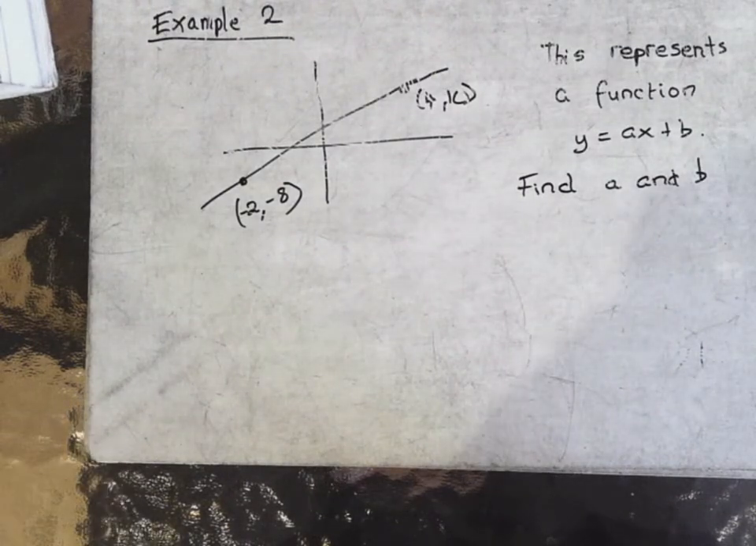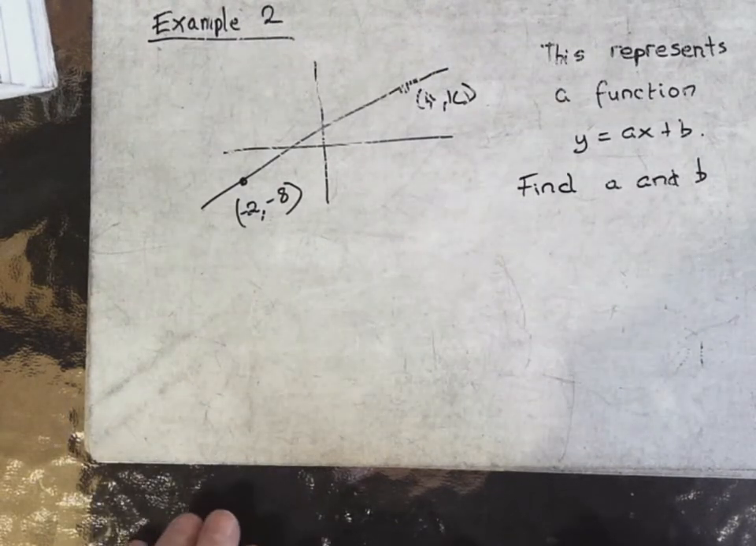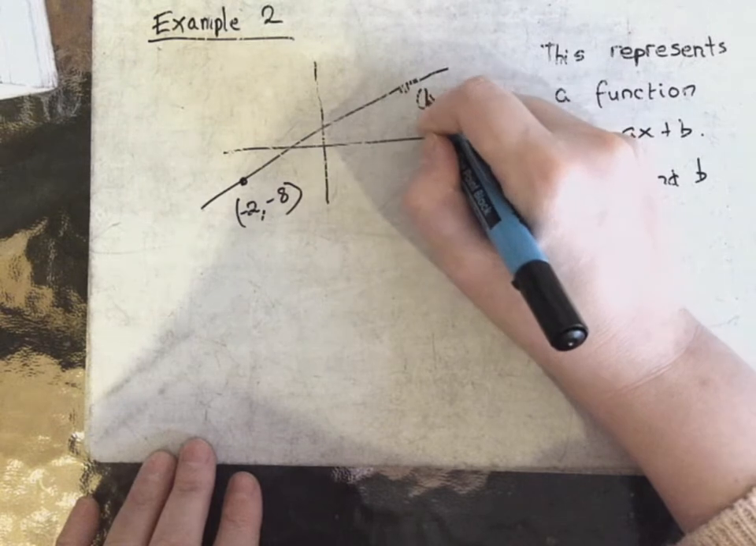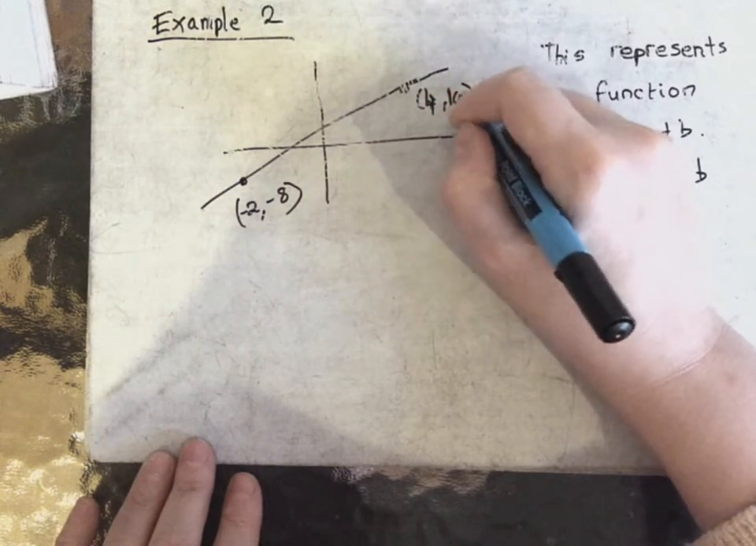Okay, and I'm going to do example 2 now. So example 2, same thing, right? Okay, I think this is for 10. Right, okay.